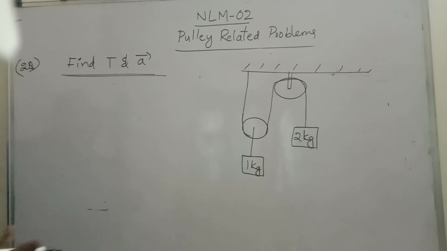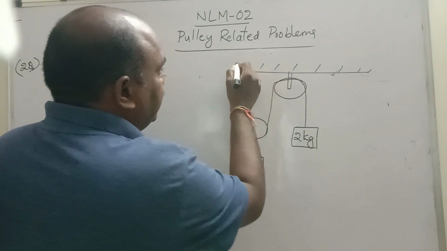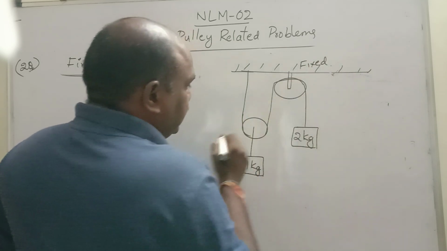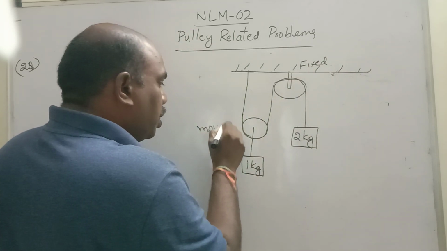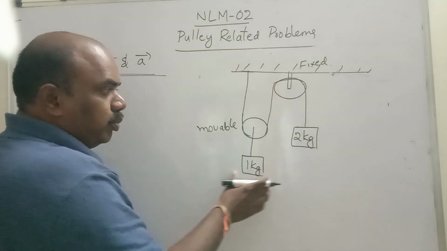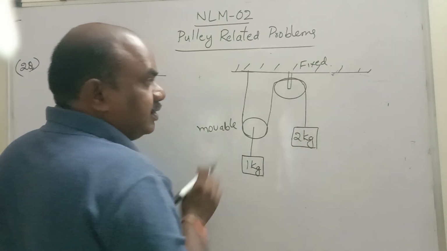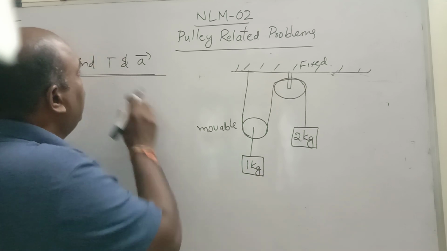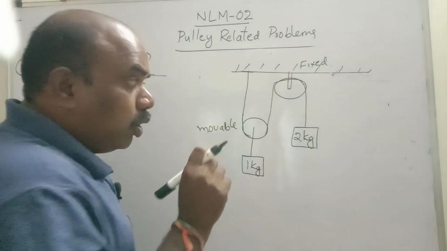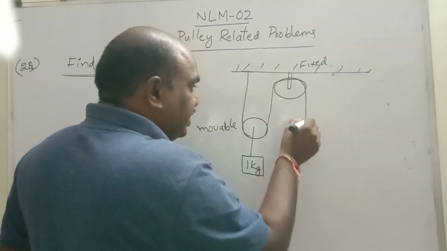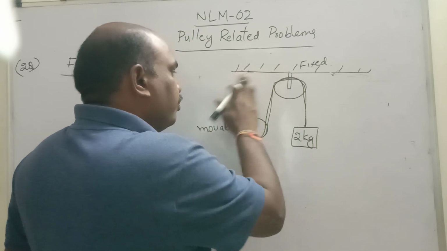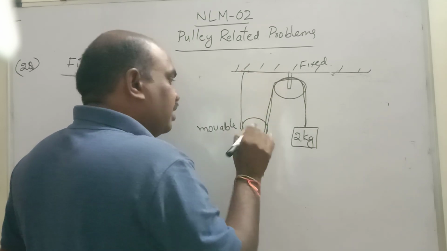See children, see this problem. Here this is the ceiling. This is a fixed pulley. This is a movable pulley. Now a 1 kg mass is hanged to the movable pulley and a 2 kg mass is suspended to the fixed pulley. Find the tension and acceleration. First of all, note down how many tensions are present. This is a single string, one string. String is the same, tension is the same.